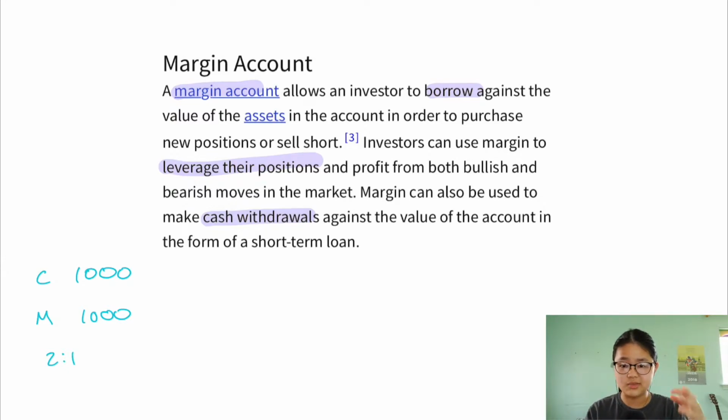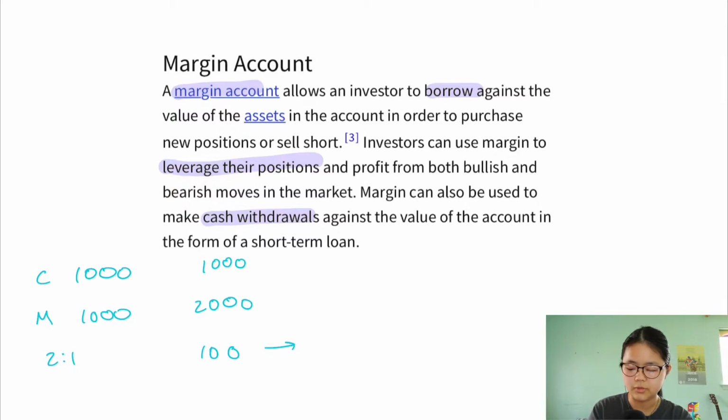Now let's consider some arbitrary company whose share price is a really nice round $100. In your cash account, you can buy $1,000 of this stock, or 10 shares. And in the margin account, since you have 2-to-1 leverage, you can buy $2,000 of this stock. Now let's consider two scenarios, one that's really good and one that's really bad.